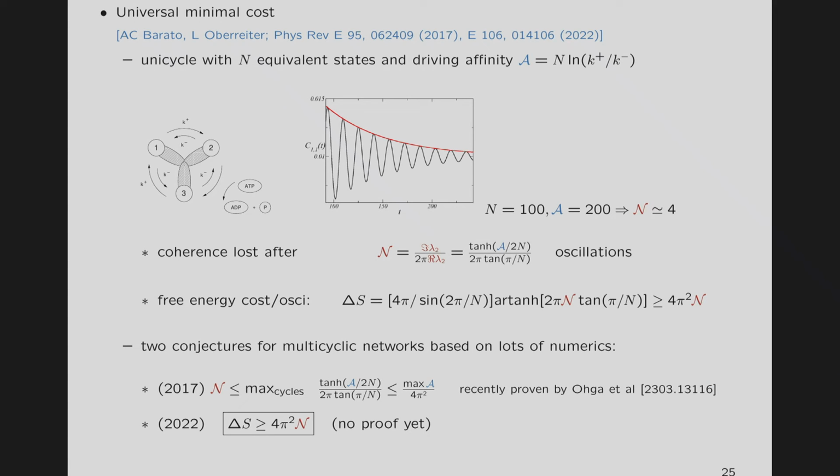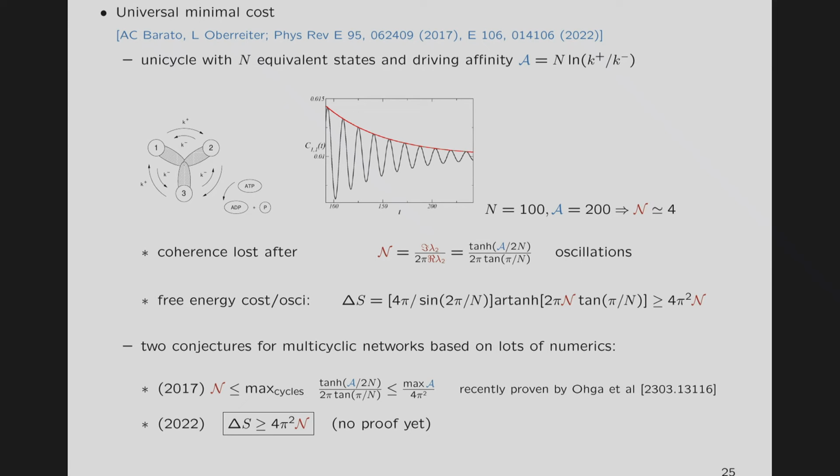Okay, again, this is work with Andre, started some time ago. You build the simplest one, and that would be a unicycle. I've drawn here just 3, but the data here are, suppose you have 100 states, you drive it with an affinity of 200, you get this kind of decay of the oscillation. So what is plotted here is the probability of being in state 1 at time t when you have been in state 1 at time 0. And that's the coherence, or the decay of this is the coherence. And this calligraphic N tells you that after 4 oscillations, basically you have lost the phase stability.